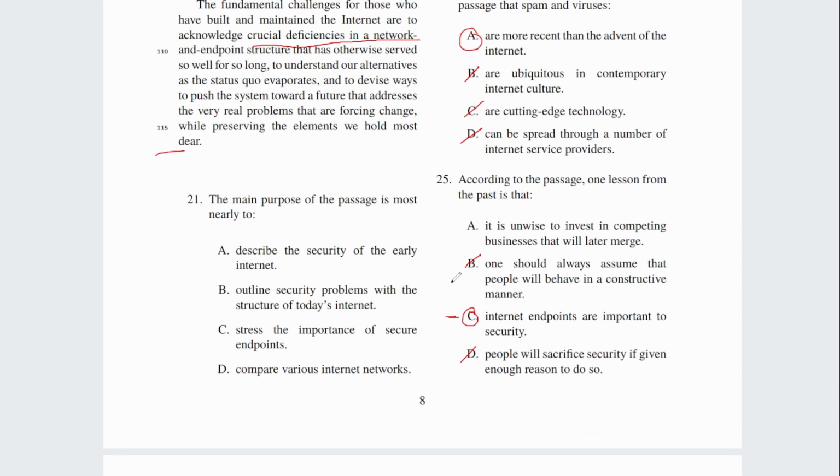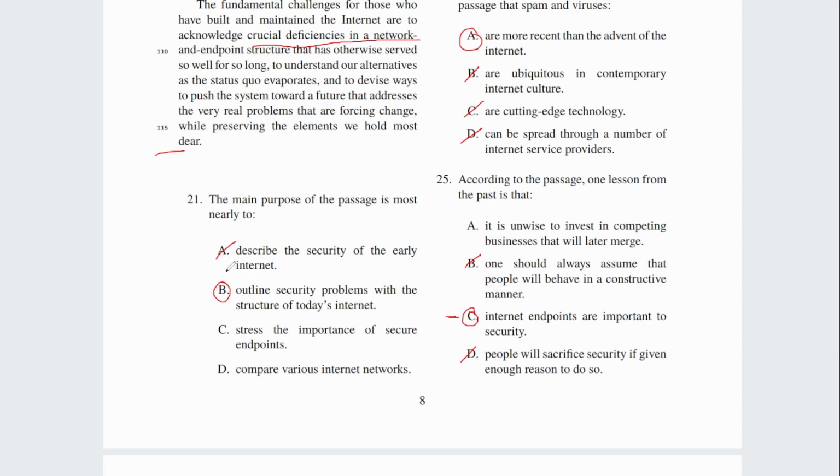Okay, now we can get around to the main purpose, which is A, to describe the security of the early internet, B, outline security problems with the structure of today's internet, C, stress the importance of secure endpoints, or D, compare various internet networks. Well, it's not really a history lesson, right? We know a little bit about the early security, but it's not about the early internet. It's about moving forward. It's about problems that we have now and how we solve them, right? And this is really what we're talking about. The main purpose is to look at these security problems.